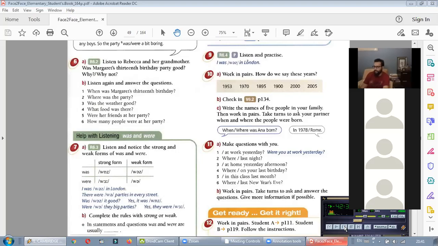The weather wasn't very good. The weather wasn't very good. Okay, very good. My friends weren't with me. My friends weren't with me.